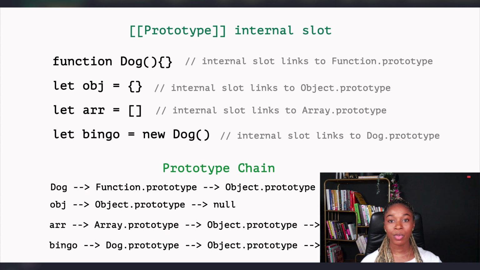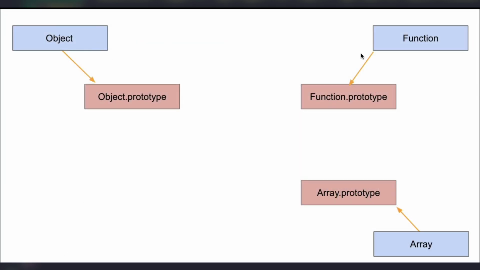So the double square brackets is ECMAScript's convention for naming internal slots and internal methods, right? So these are all objects. This is a function object, but they are basically all objects. So they all have internal slots, and internal slots are generally assigned when an object is created. Now this built-in function object has function.prototype as their prototype. So their prototype internal slot will be linked to function.prototype.